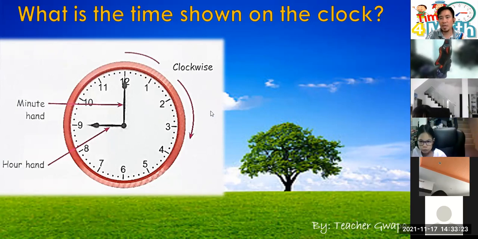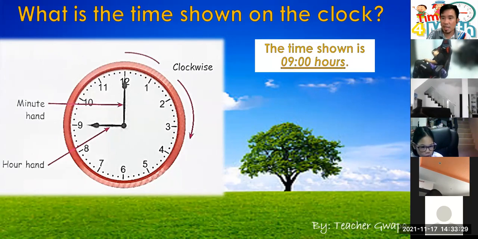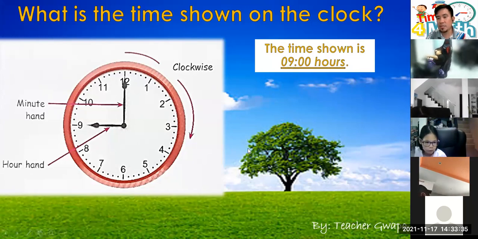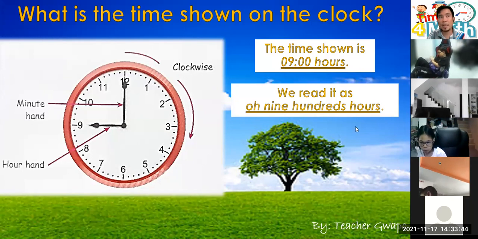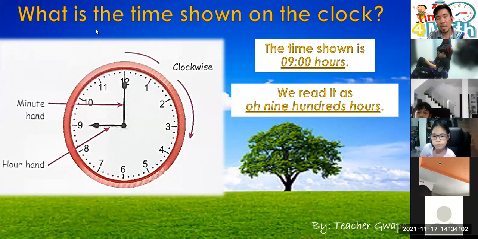Now here, the clock shows 9 hours, 09 hours, when we write it this way. But when we read this, we say 0900 hours. We are just reading like the military. The military reads this as 900 hours. That means it's 9 o'clock in the morning, 9 a.m. I say 900 hours, that means 9 a.m., which means it's in the morning.